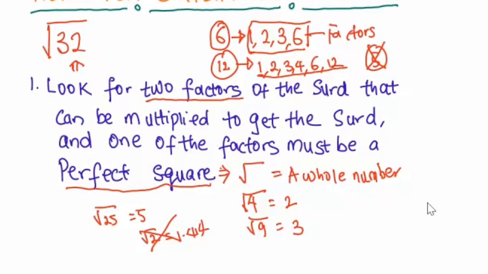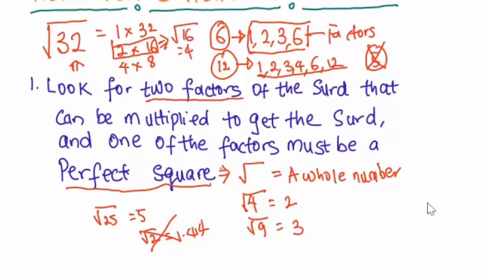Now for 32, there are several numbers that can give us 32. For example, 1 times 32 will give us 32, or 2 times 16 will give us 32. We can also have others like 4 times 8. But we are going to work with the one that has the smallest number on one hand, which in this case is 2. So we are going to take 2 times 16. Why are we using 2 times 16? Because 16 here is a perfect square, because when you take the square root of 16, you get 4.